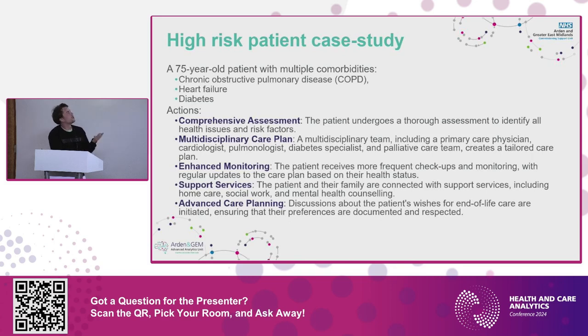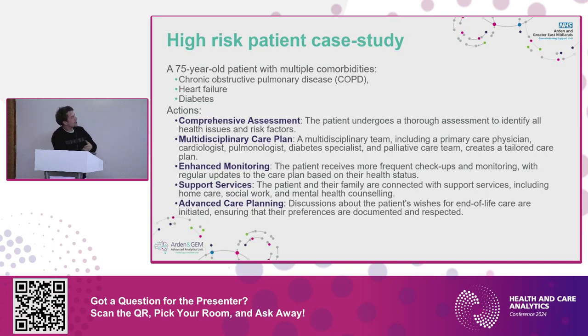So imagine a 75-year-old patient with multiple comorbidities, all of which are features within the model. For example, COPD, heart failure, diabetes, those can be fed into the model, and you can make a prediction, look at the probability, and based on that, you can select the patient.